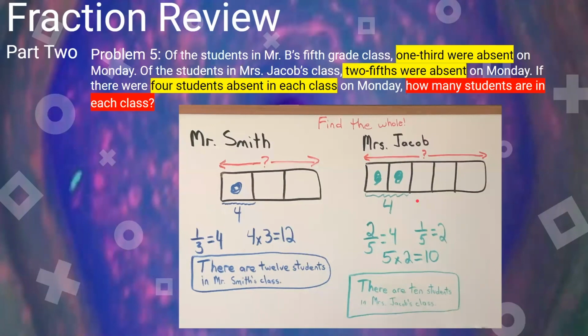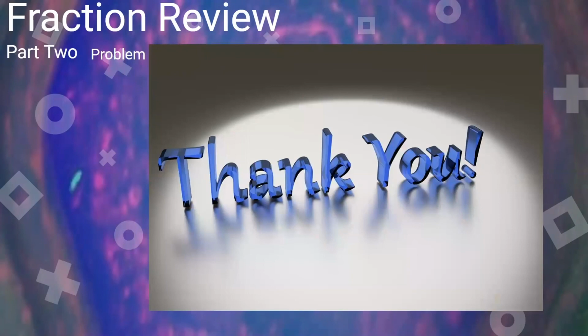So what I'd like you to see is that even though 4 kids were absent in each class, because our whole is going to be different, that changes our fraction. 1/3 was equivalent to 4 in one classroom, and 2/5 was equivalent to 4 in another classroom. So we really have to emphasize making sure that we're working with the proper number of units when we set up a tape diagram and we try to find our whole. Because obviously it'll make a difference to the teachers when they want to count how many students are in their class.